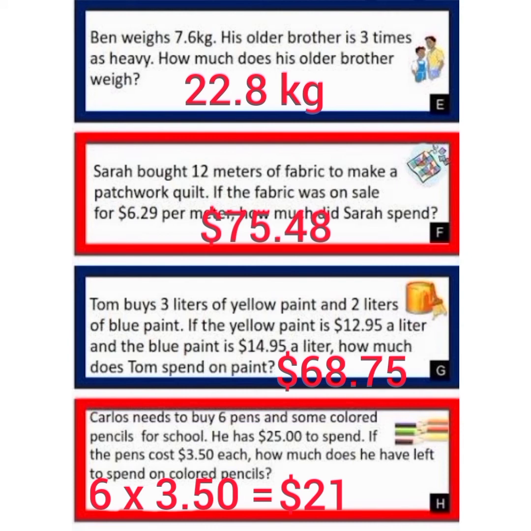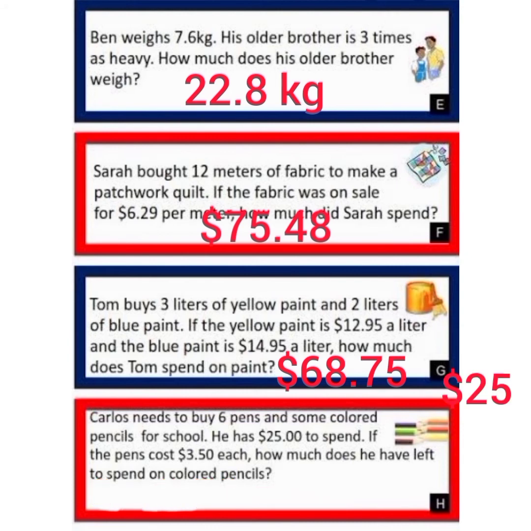So he started with $25 and he spent $21 on 6 pens. So the money he has left is $4 to spend on colored pencils. So that's your answer. You're going to take the $25 he had and subtract the $21 he spent, and the answer is going to be he has $4 left.